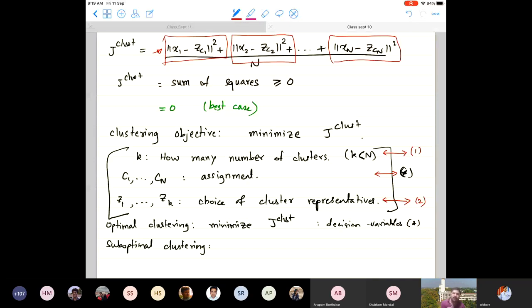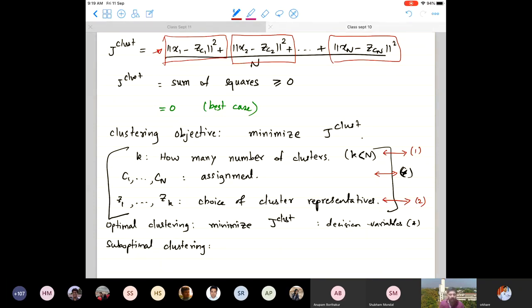So for example, in this particular case, if I take C1 equal to 1, then I have x1 minus Z1 whole squared. If I take C1 equal to 2, then I will have x1 minus Z2 whole squared. And if I take C1 equal to 3, then I take x1 minus Z3 whole squared. In order to minimize this clustering objective, when I vary C1, the only term that is changing is the first term in the sum of squares, and I will choose the minimum amongst them.